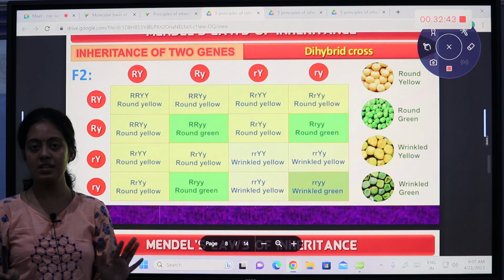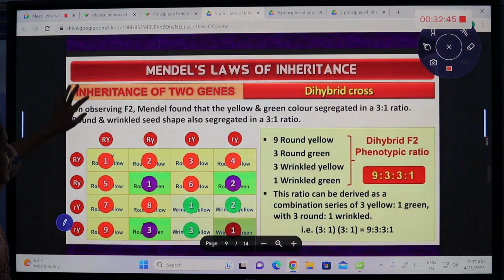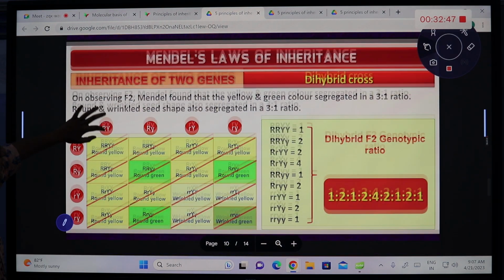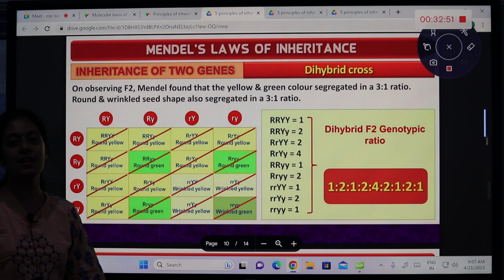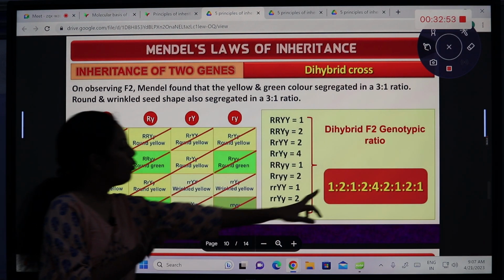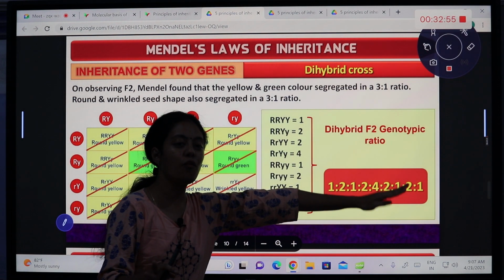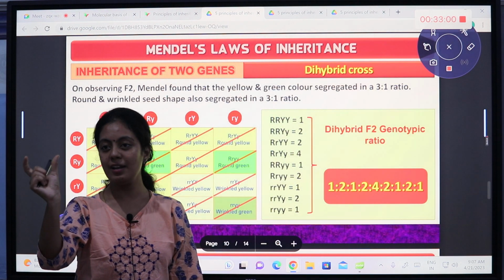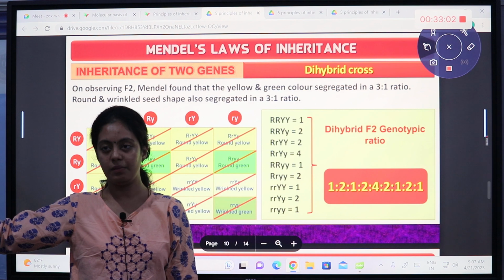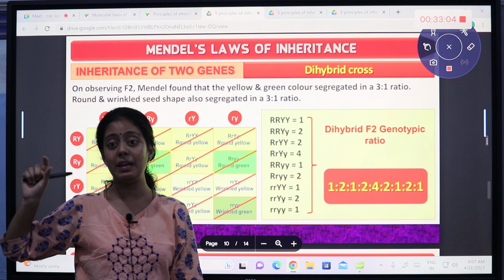9:3:3:1. All of you understood? Now the genotypic ratio, they have given this also. All of you write this down. Many times they will ask. Remember it like this: 1, 2, 1, 2, 4, 2, 1, 2, 1. In between 1, 2, 1 you have 2, 4, 2, then again 1, 2, 1. This is the genotypic ratio.